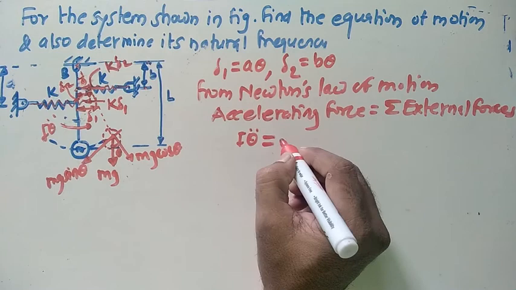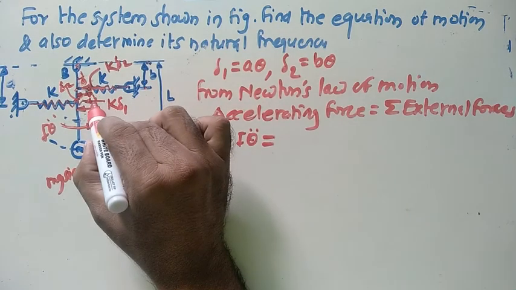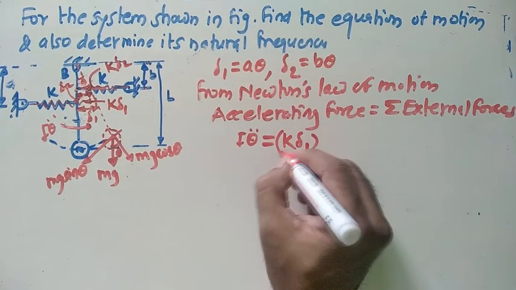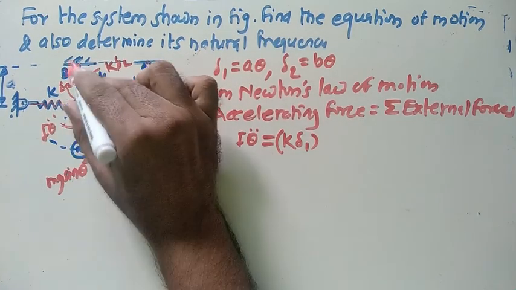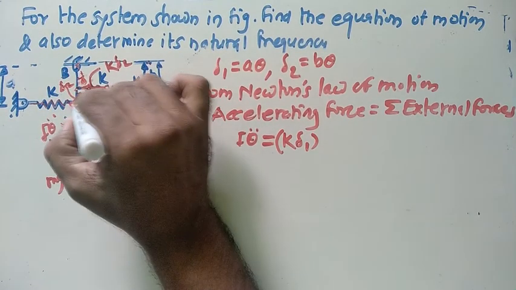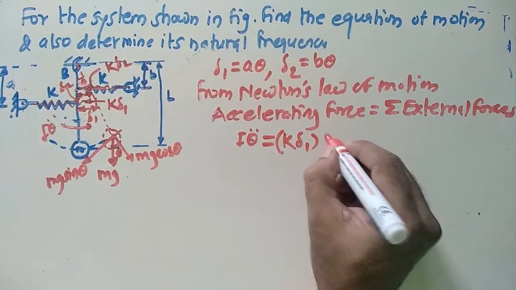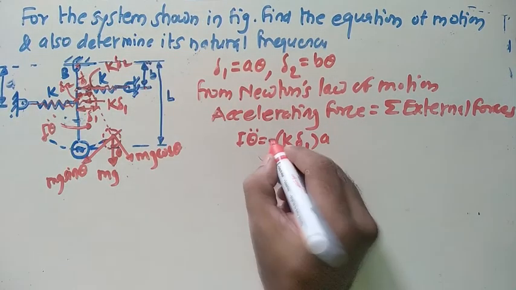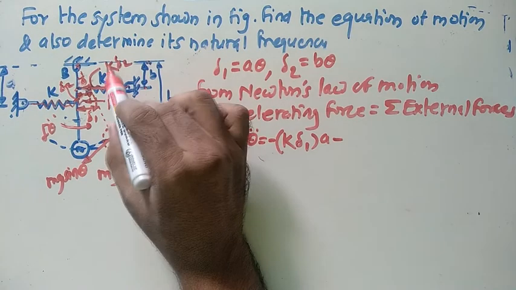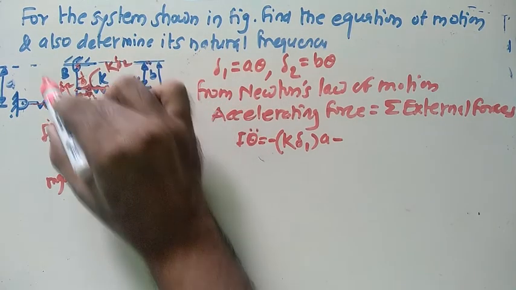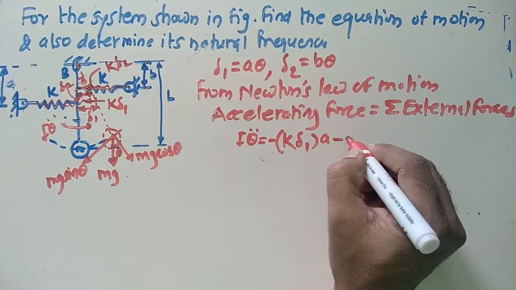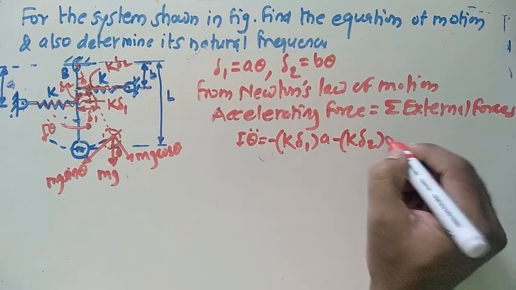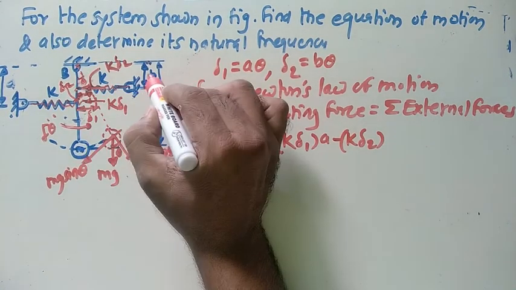So first of all, just concentrate on this spring force. k multiplied by delta 1, multiplied by this distance a, because you have to take the moment of this force about this point. This turns about this point in clockwise direction, that's why the negative sign is given. Similarly, k into delta 2: the tendency of this force also turns about this point in clockwise direction, so give the minus sign for this force also. And this distance is given in the problem as b.